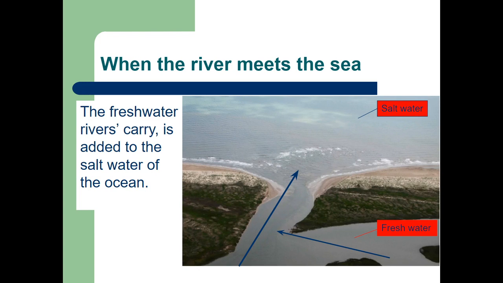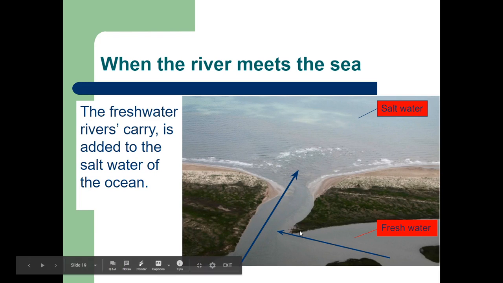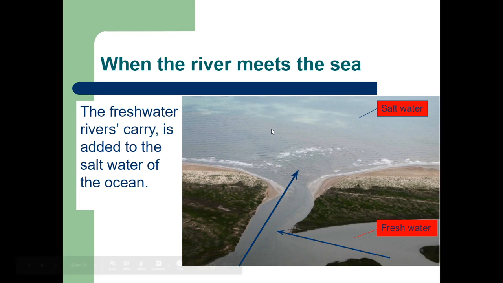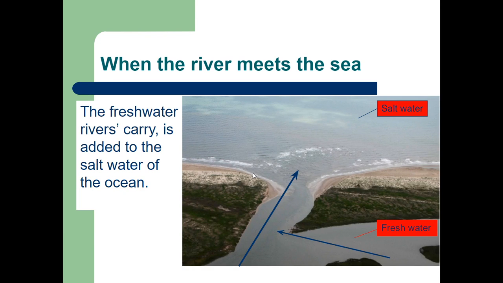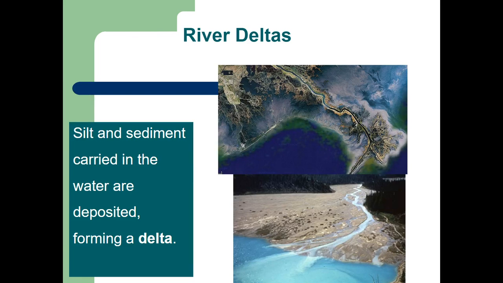When the river meets the sea, you have salt water and you have fresh water. These unique areas do happen, and they are very, very diverse because you have some saltwater organisms and freshwater organisms intermixing. So very, very diverse, almost like a rainforest down here with all the different types of species. The river slowly flows into the ocean.